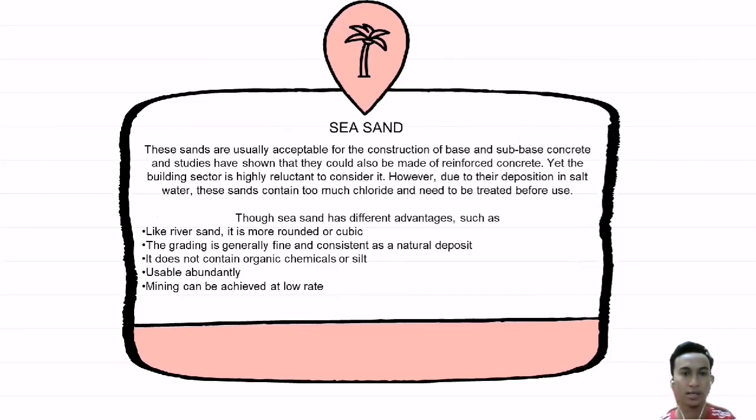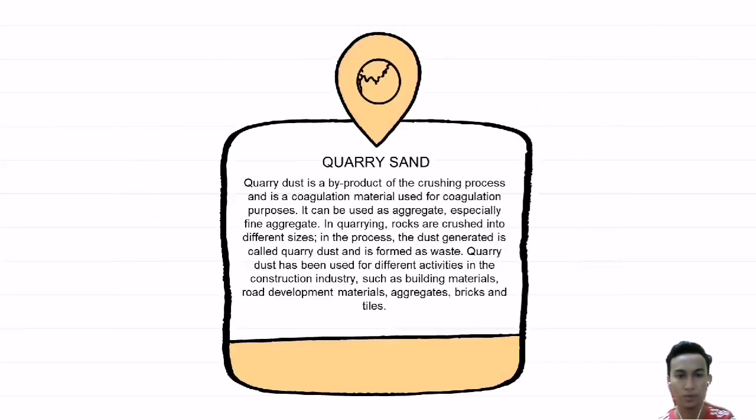C-sand. These sands are usually acceptable for the construction of base and sub-base concrete, and studies have shown that they could also be used in reinforced concrete. Yet, the building sector is highly reluctant to consider it. However, due to their deposition inside water, these sands contain too much chloride and need to be treated before use.